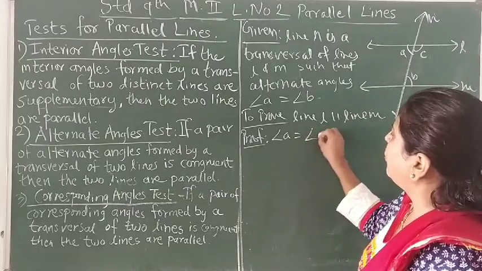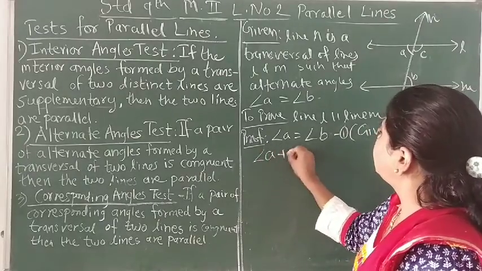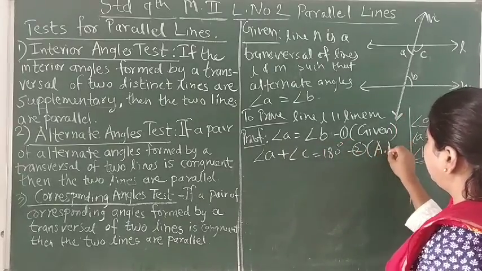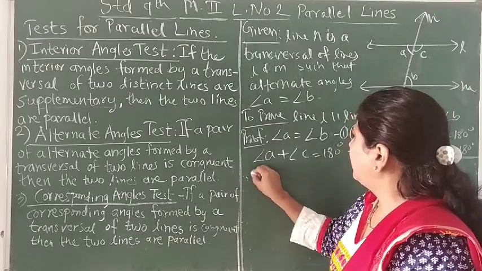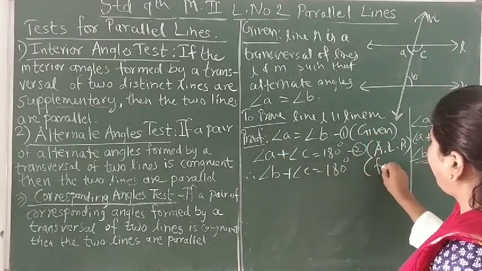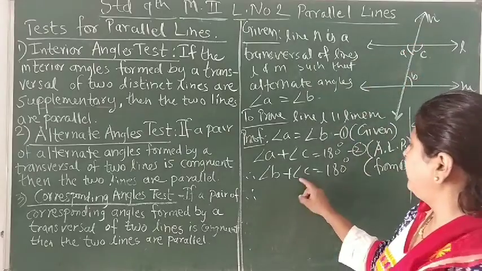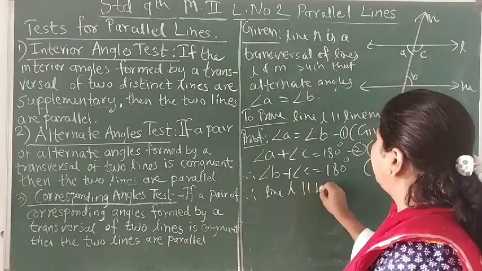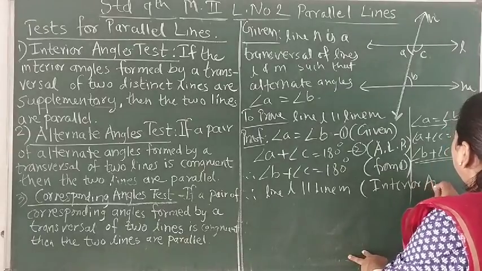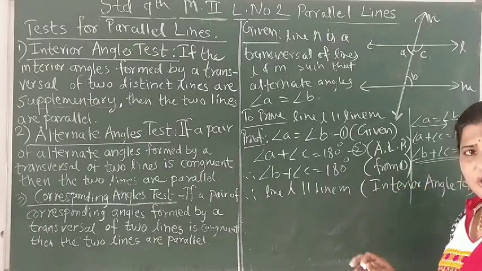So angle A is equal to angle B. Statement number 1, it is given. Now angle A plus angle C is equal to 180 degrees. Statement number 2, angles in a linear pair. Therefore from 1 we can say angle B plus angle C is equal to 180 degrees. And therefore, as interior angles are supplementary, line L is parallel to line M. The reason is the interior angle test. Okay, so this is the easier one, and this also can be asked in the exam.